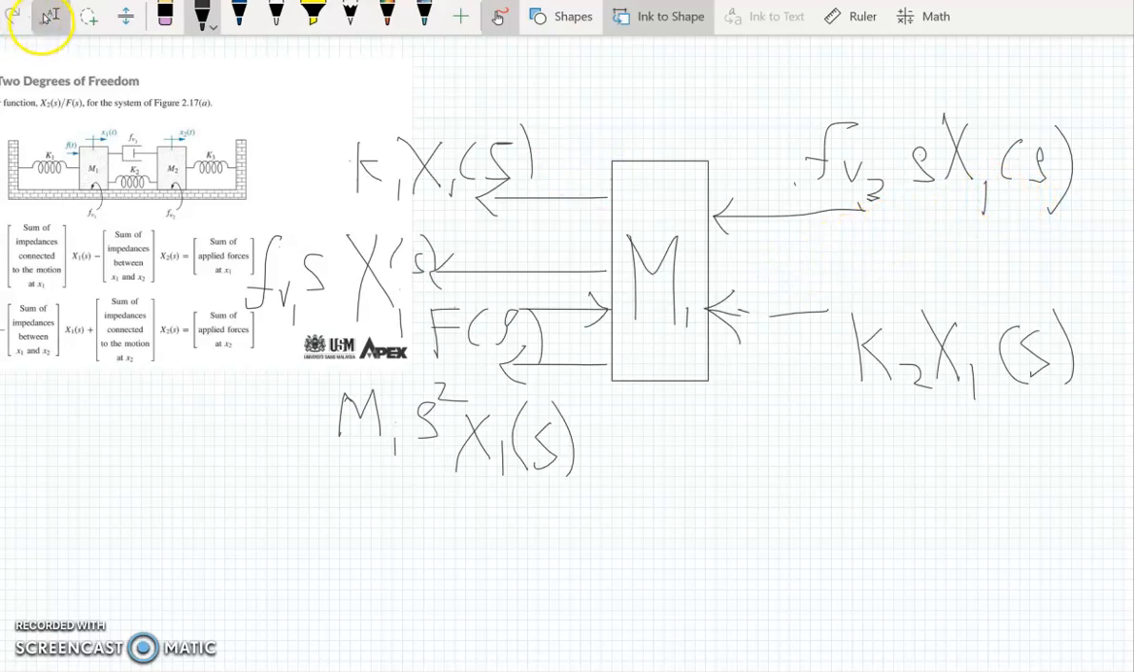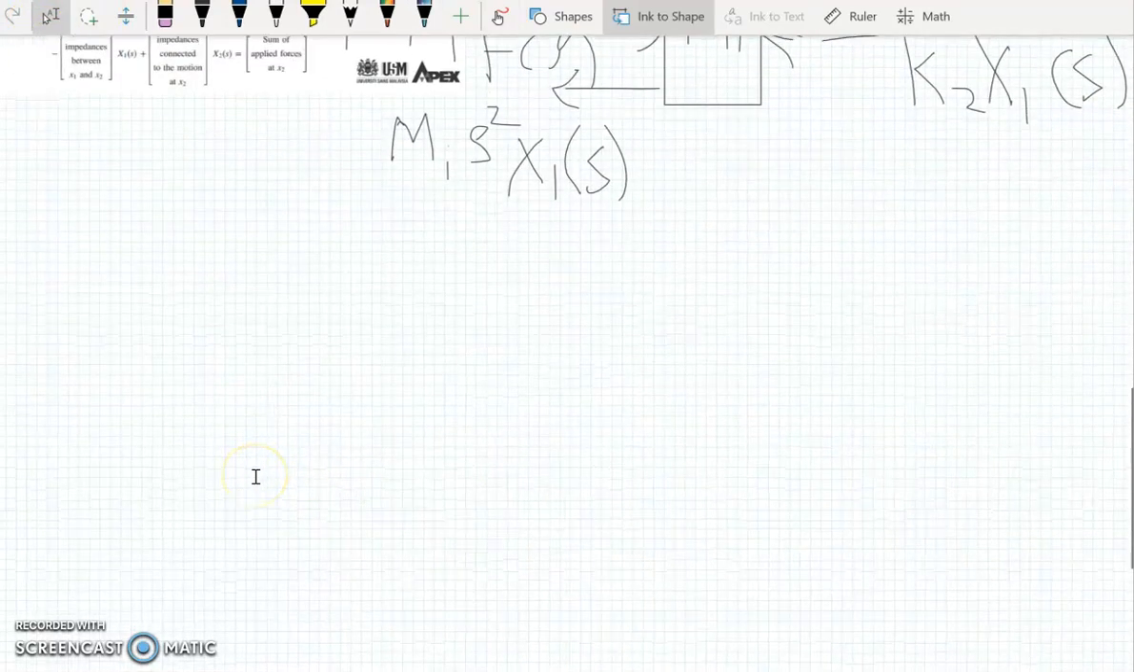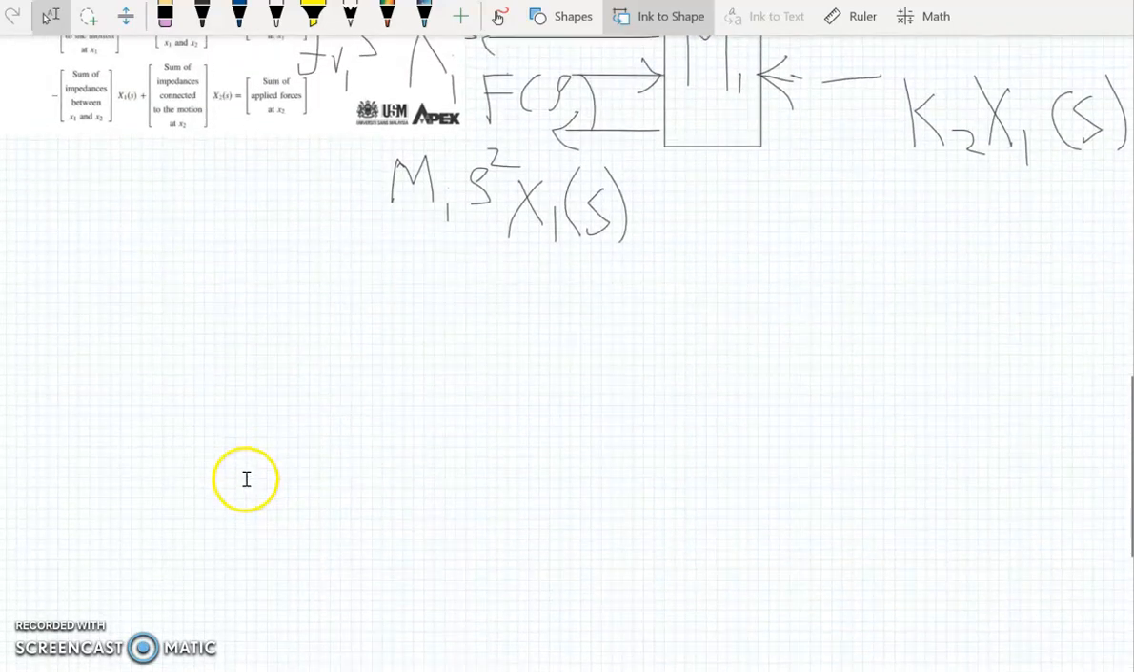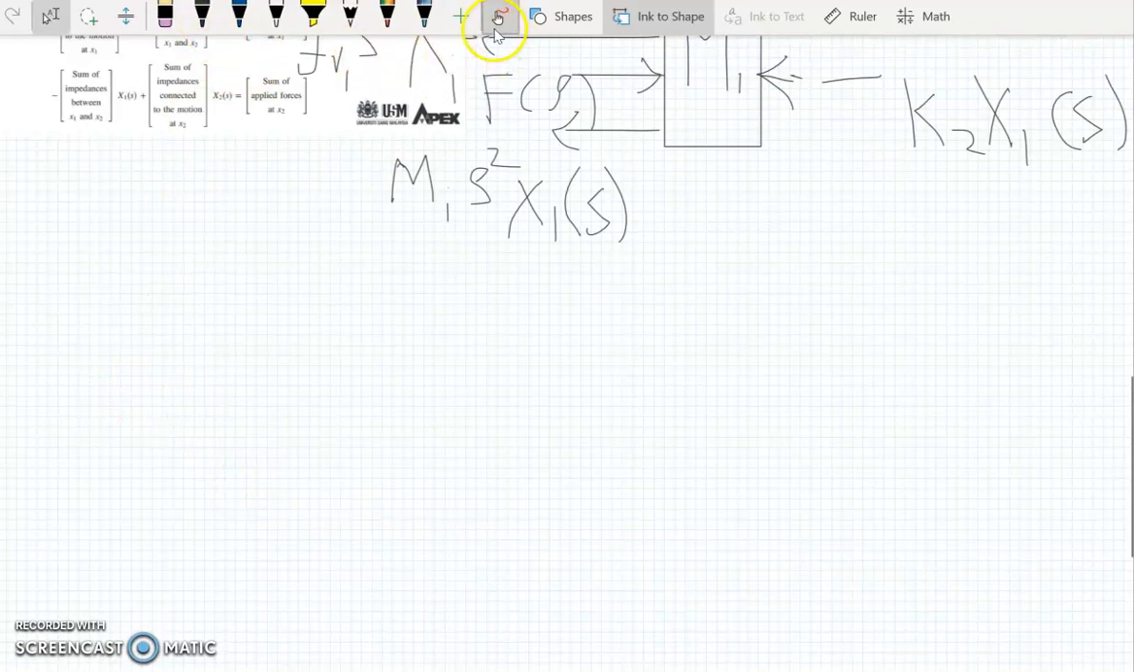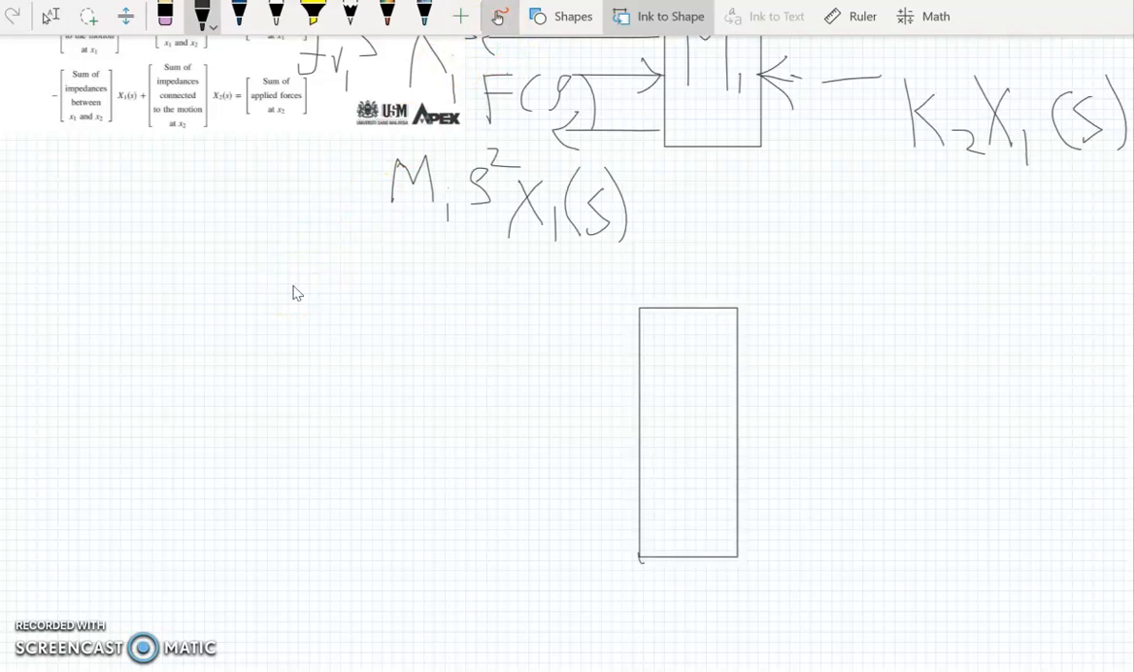So we have to include the motion of M2. Okay, I think we can see that. So we have to draw another one, which is M1, but due to the displacement of M2. Still M1, but displacement of M2.